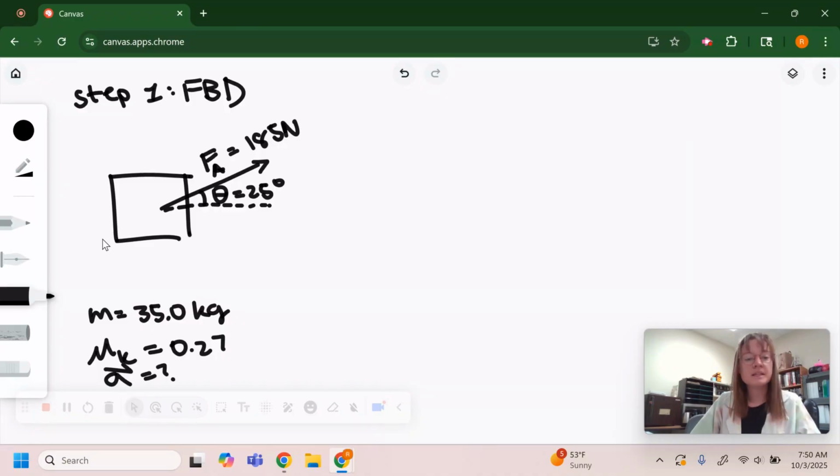Before we continue on, there are a few other forces we need to add to our free body diagram. For one thing, gravity is pulling down on this box, and so we will label Fg.